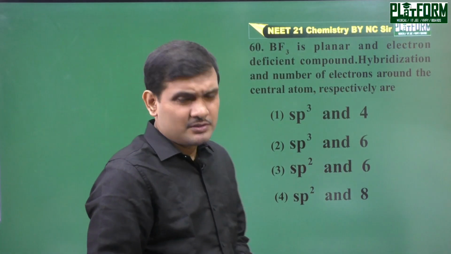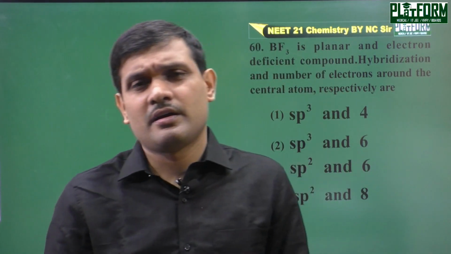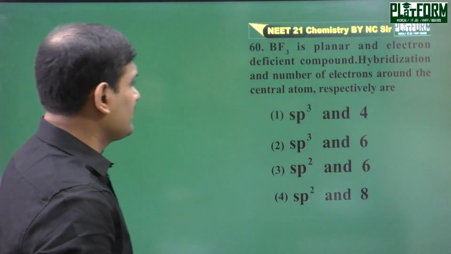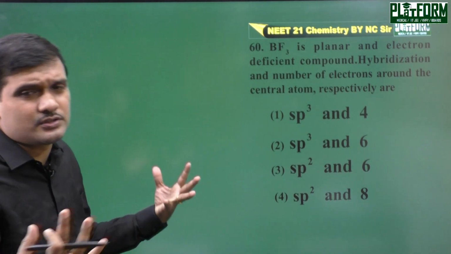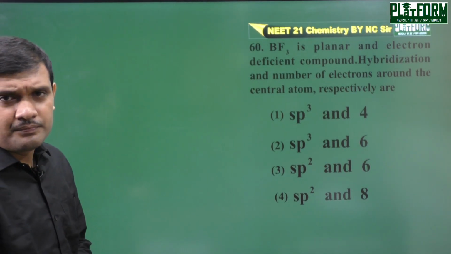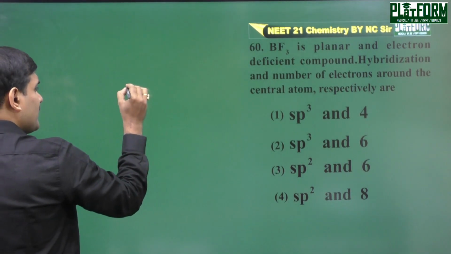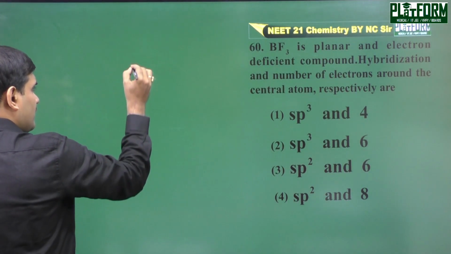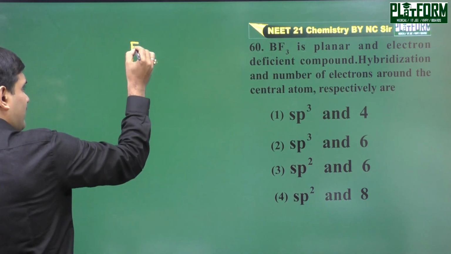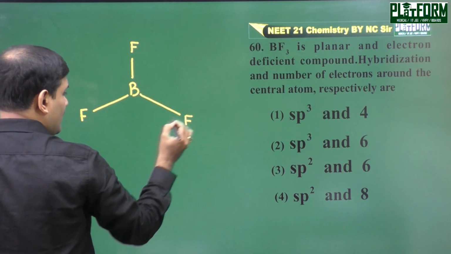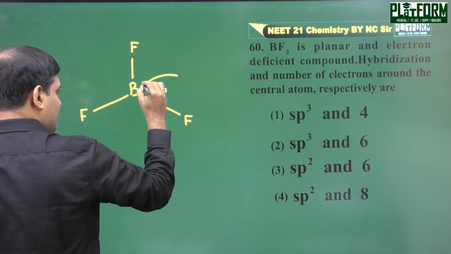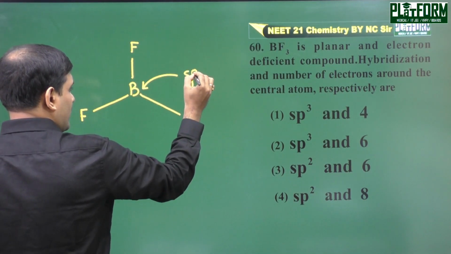Now, it's a well-known question from chemical bonding. BF3, we all study the facts related to BF3. BF3 is an exception to the octet rule. It is an electron deficient compound. It is a Lewis acid. All these things we study very carefully. So the structure of BF3 is trigonal planar, and in this trigonal planar structure it is sp2 hybridized.